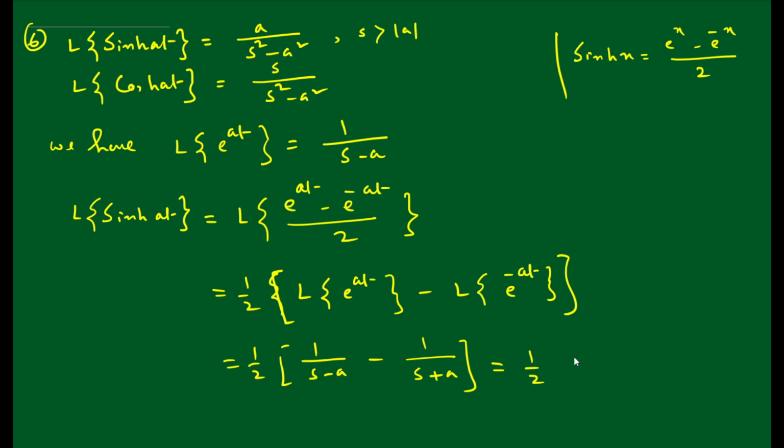So after taking the LCM, it is s plus a. So it will be twice a divided by s minus s, so s square minus a square. So 2 cancels, and we get a divided by s square minus a square.